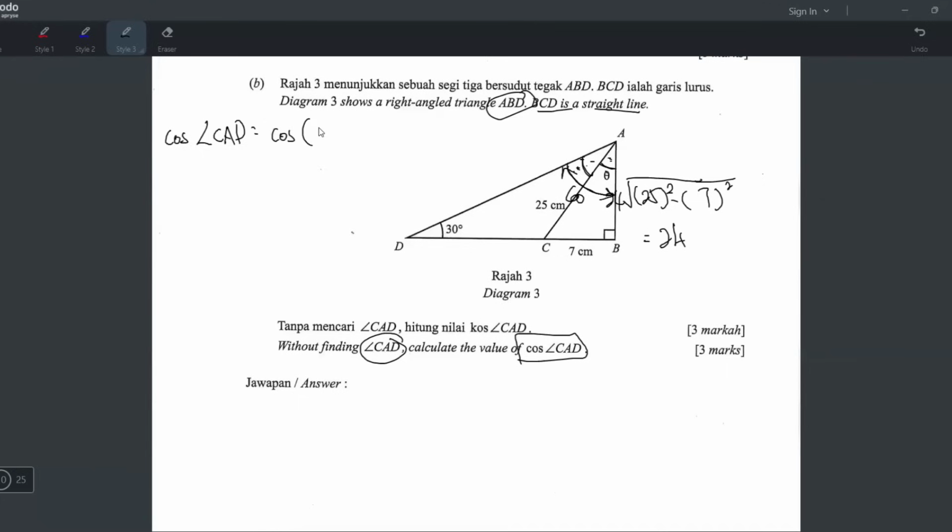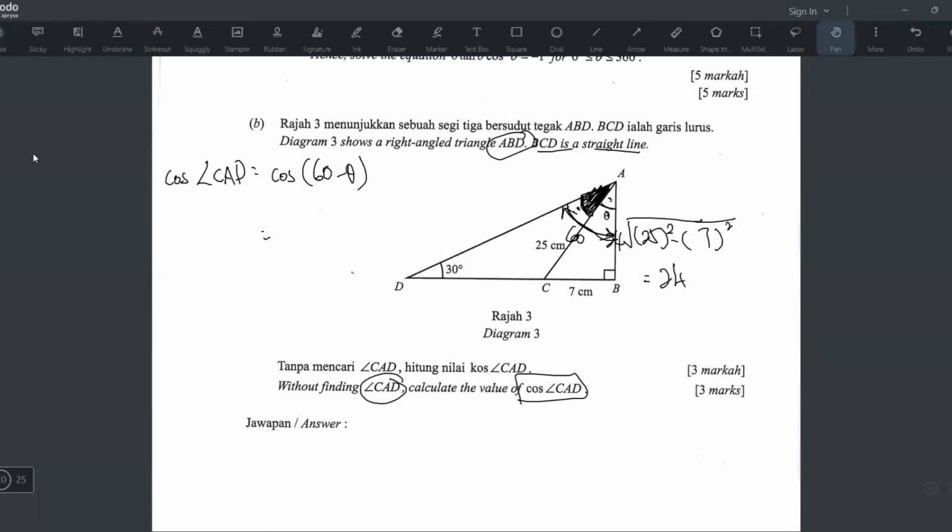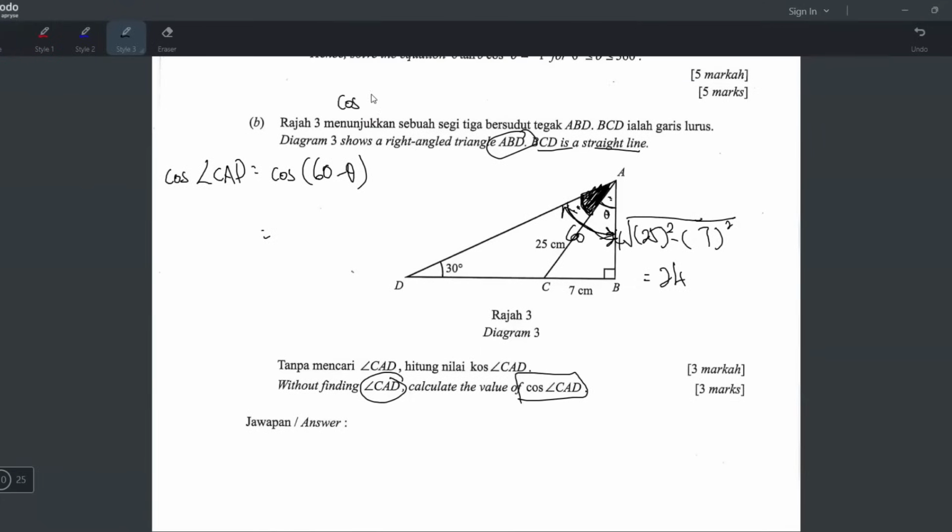You have to do cos of 60 minus theta, and then use the addition angle formula. Because you're trying to find cos of this angle, and this angle comes from 60 minus theta. Yeah, because the whole angle is 60, so minus theta, right? Then you use the addition angle formula. Did you memorize it? I have, and I will tell my students to memorize this formula too. The formula is cos A cos B minus-plus sin A sin B. Of course, your A and B are 60 and theta.